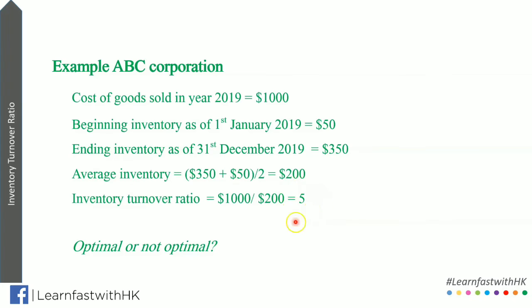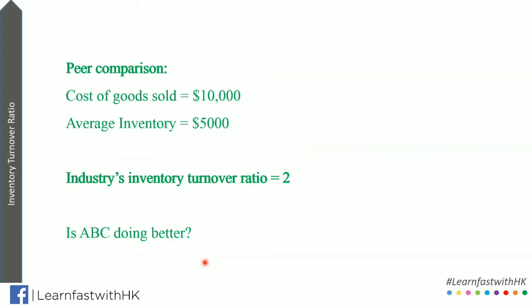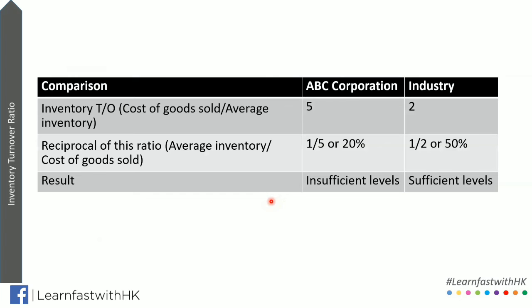It is difficult to say whether the ratio of 5 is optimal or not. The best way to conclude is by comparing it with the industry average. Let's suppose that the industry's turnover ratio is 2. The ratio of 5 is higher than 2. So does it mean that ABC Corporation is doing better? Well, not really. Let's understand it.